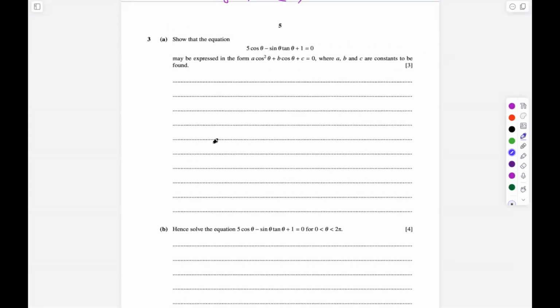In question 3, we have to show that the equation 5 cos θ minus sin θ tan θ plus 1 equals 0 may be expressed in the form a cos squared θ plus b cos θ plus c equals 0, where a, b, and c are constants. So to convert to cos form, we can write it as 5 cos θ minus sin θ, and the tan θ can be written as sin θ upon cos θ, plus 1 equals 0. Taking the LCM, we'll get 5 cos squared θ, as the denominator is 1 over here. So this will multiply by cos θ, minus sin squared θ plus 1 upon cos θ equals 0.